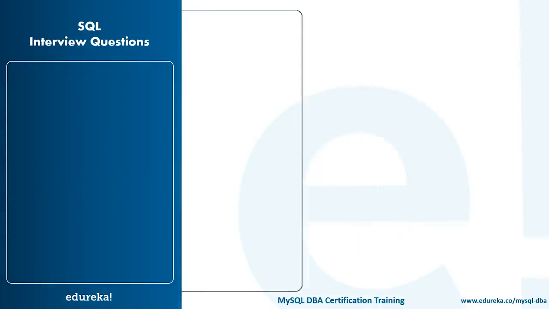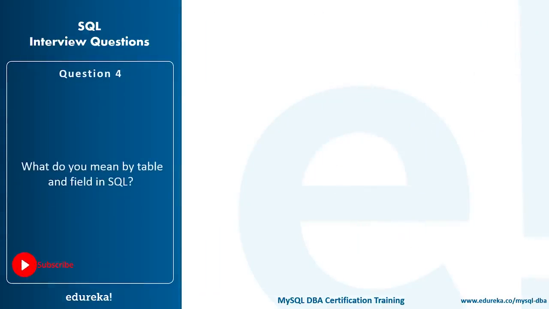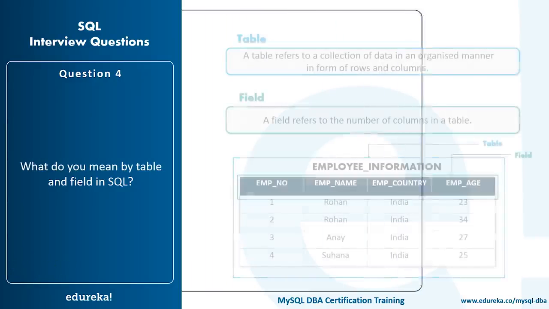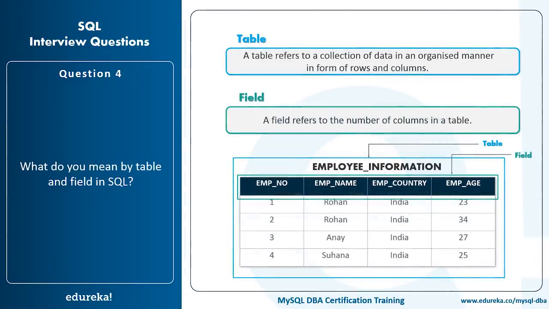So now moving on to our next question, that is, what do you mean by a table and a field in SQL? So now the answer to this question is quite simple. A table basically refers to a collection of data in an organized manner in forms of rows and columns, and a field refers to the number of columns in the table.